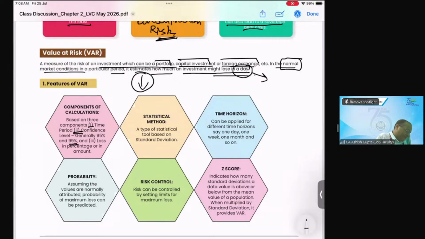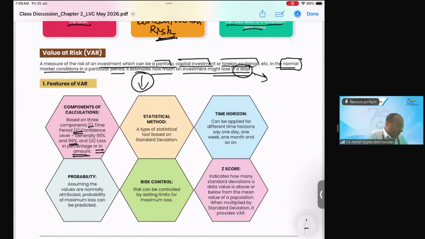And then there is the loss in percentage or amount. It can be defined in terms of percentage as well as an amount. If I have the percentage, and I multiply it with my investment or the portfolio, then the amount comes. It is simply a calculation. So whether it is a percentage or an amount, it is a method.